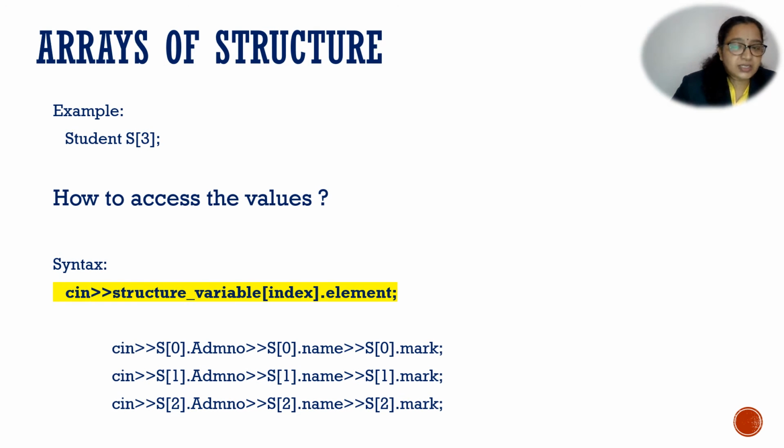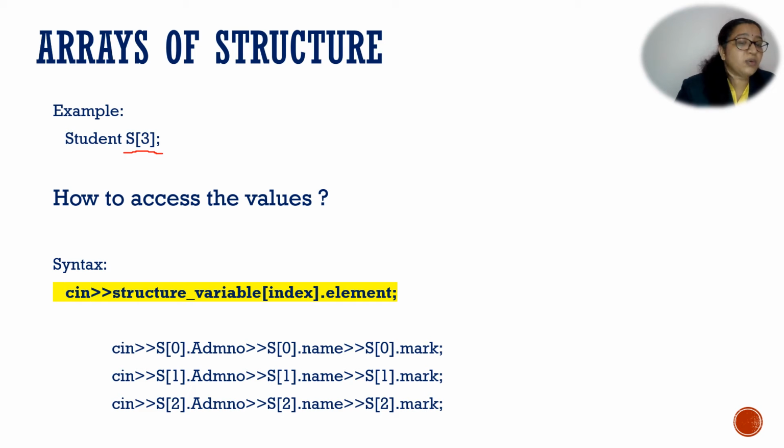So for example, array of structure: student s[3]. What is the meaning of this? Student is the data type, s is the array name, and 3 is the size. That means 3 students' details we can store in it. What is the student structure? We studied earlier what the structure is. The same example I used here also for student: admission number, name and mark. These are the details we are going to store for 3 students. So s is the variable and 3 is the size. This is the way of declaration.